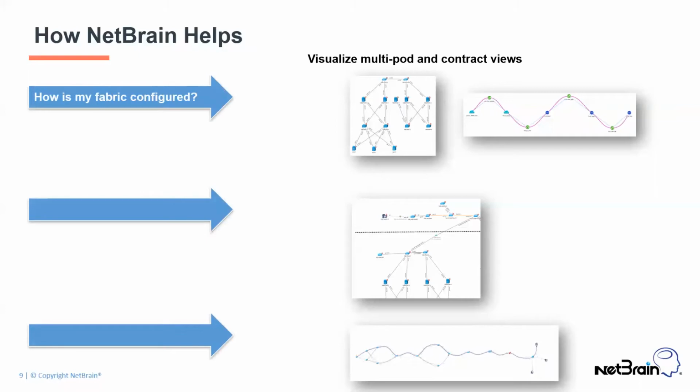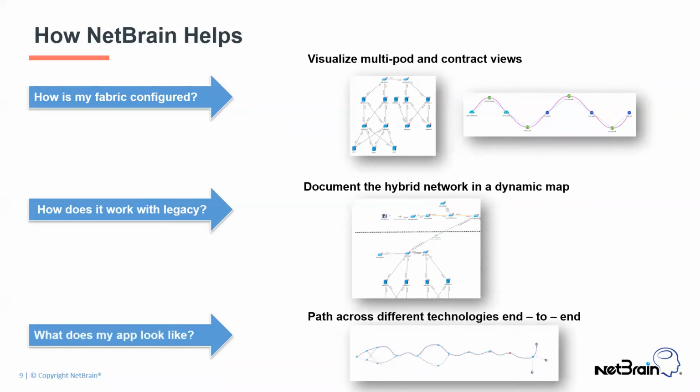How is my fabric configured? Well, you can visualize multi-pod and contract views inside of NetBrain. How does this work with my legacy environment? Well, you're going to be able to document the hybrid network in a dynamic map. And what does my app look like? Well, it's going to allow you to path across different technologies end to end.